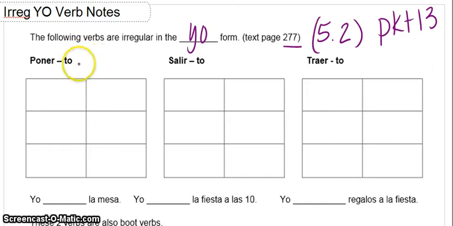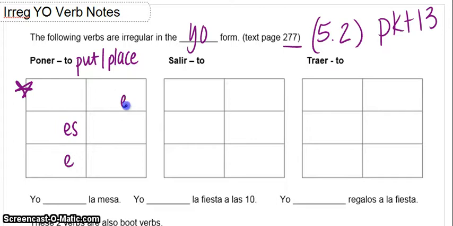Poner, as in to set the table. Poner is the verb that means to put or to place. And it's only irregular in the yo form, and then it's going to be a regular ER verb, so it's going to end in es, e, emos, éis. Make sure you have the accent, and then en. The yo form, if you normally conjugate it, you drop the ER and you'd be left with pono, but that's not correct. It's going to be pongo.